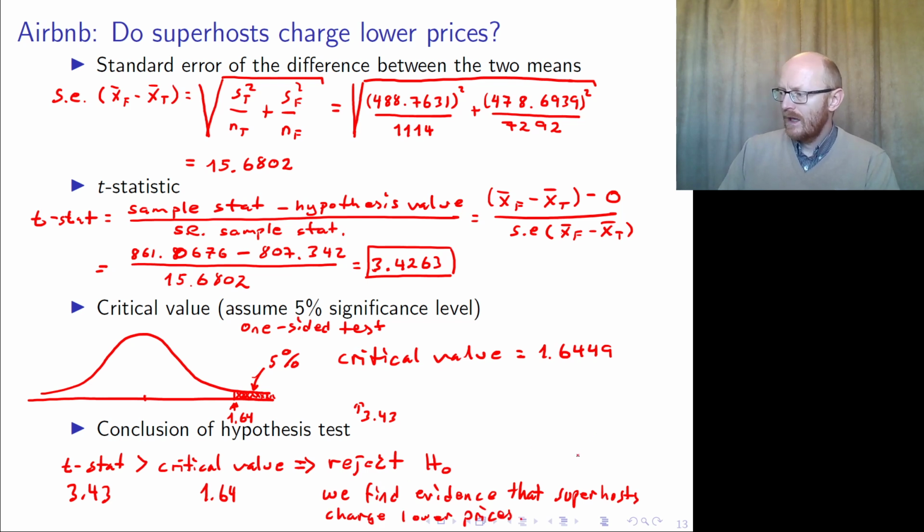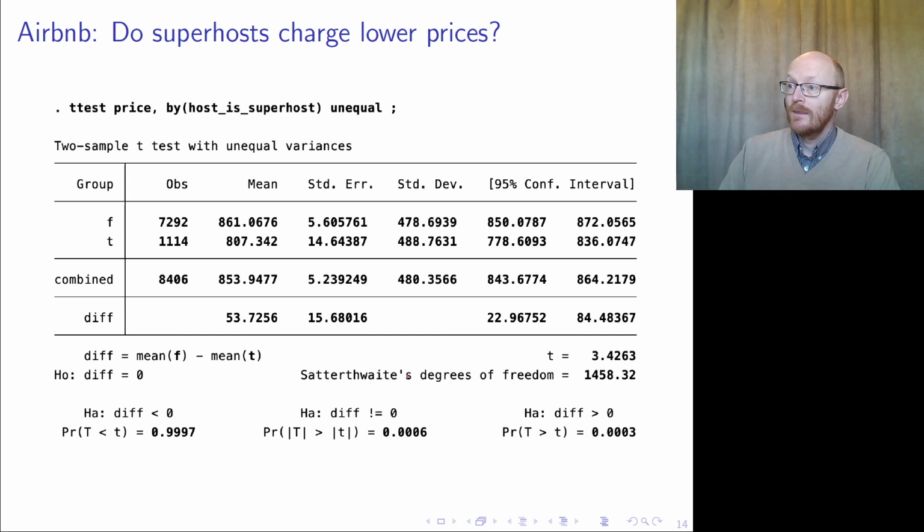Okay, but what we need to think about is confounding variables. What you can do is that instead of going through all these steps yourself, you can make Stata do the job for you. So you just plug in t-test price.